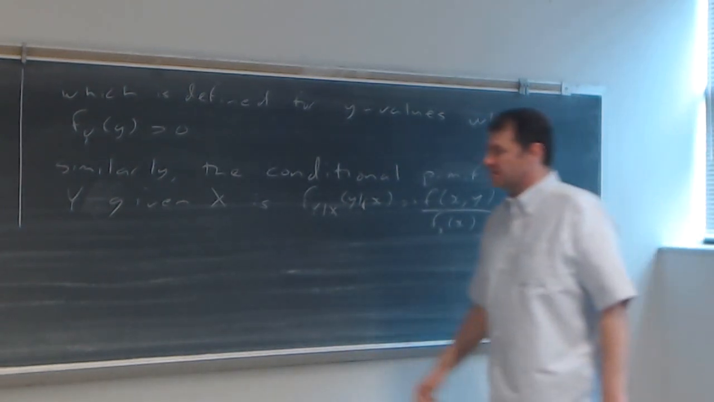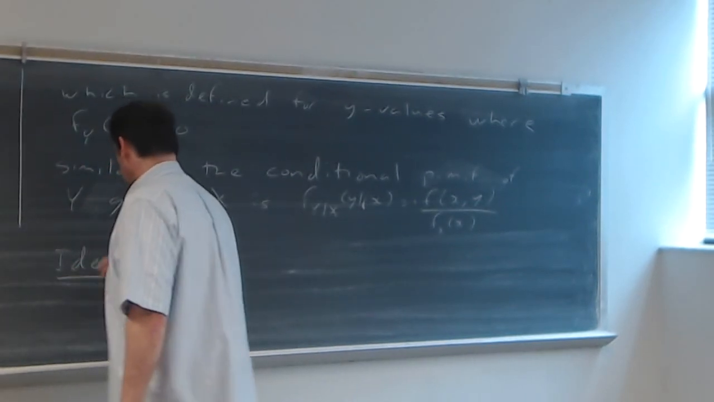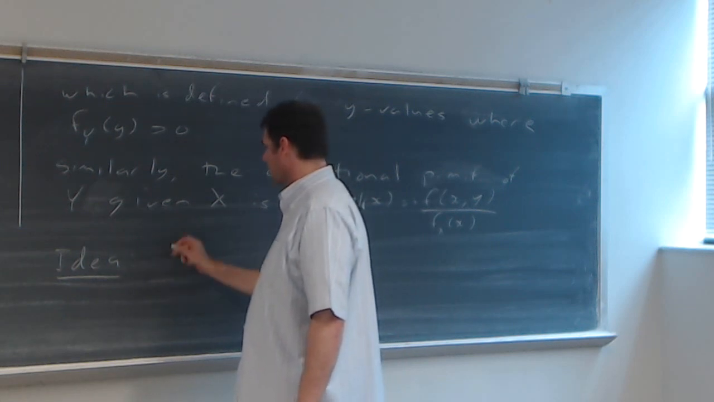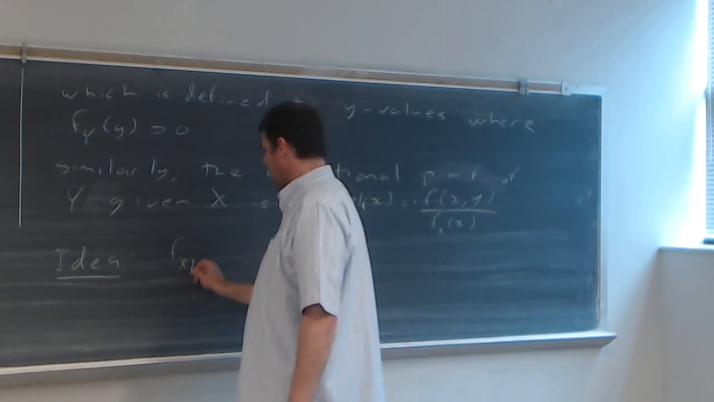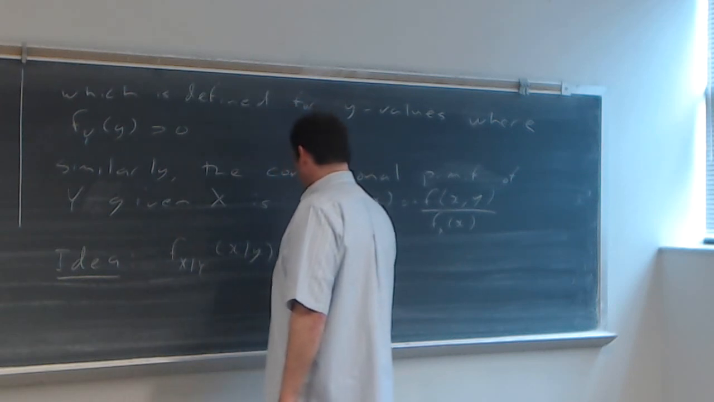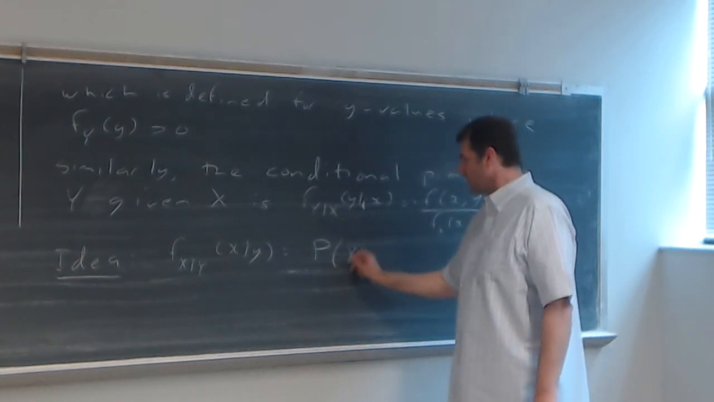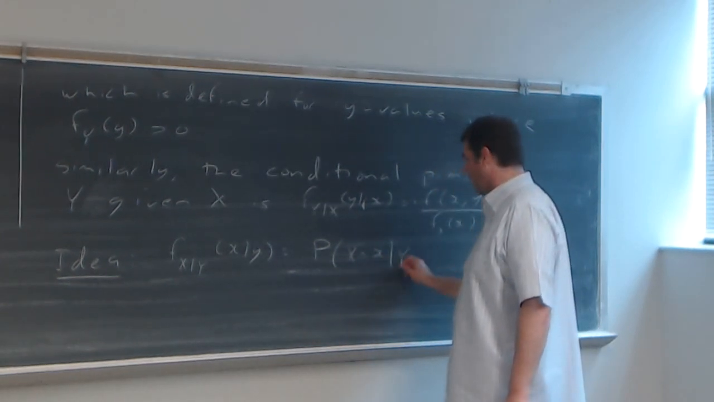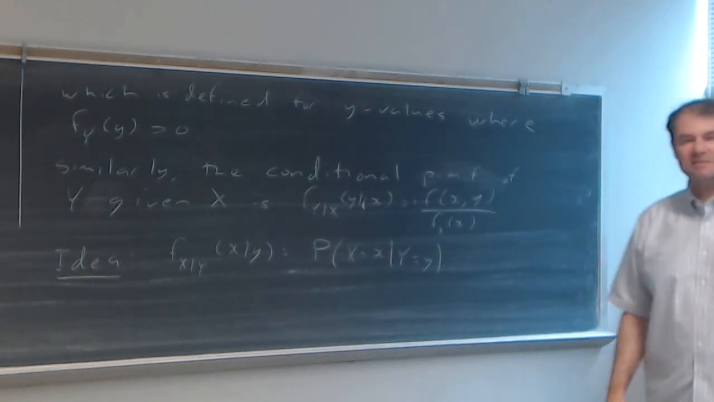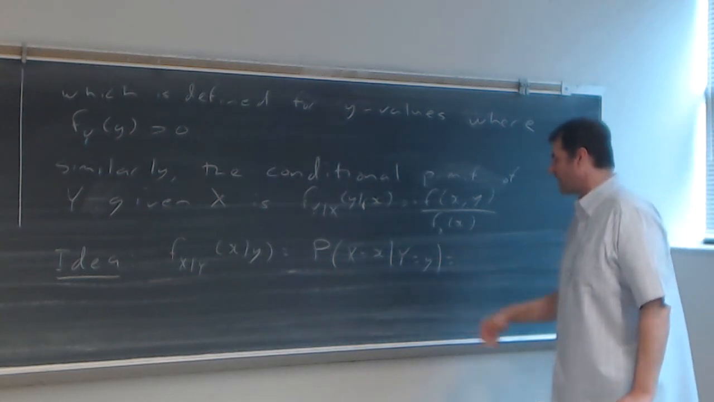And the idea is very easy to see. That is, f sub X given Y of x given y is going to be equal to the probability that X is equal to little x given that Y is equal to little y. That's what the conditional probability mass function is. And of course, how would we define this?